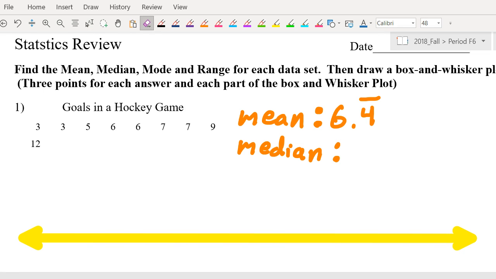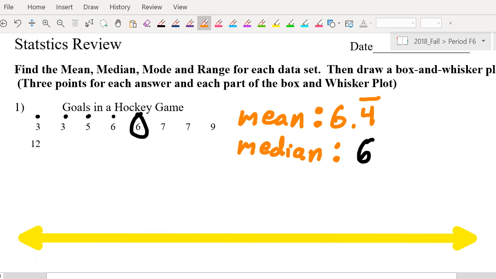So we go 1, 2, 3, 4. Yep, the middle number is 6. So we should have 4 on the right, and we do. So the median is 6. Okay, what's our next thing?